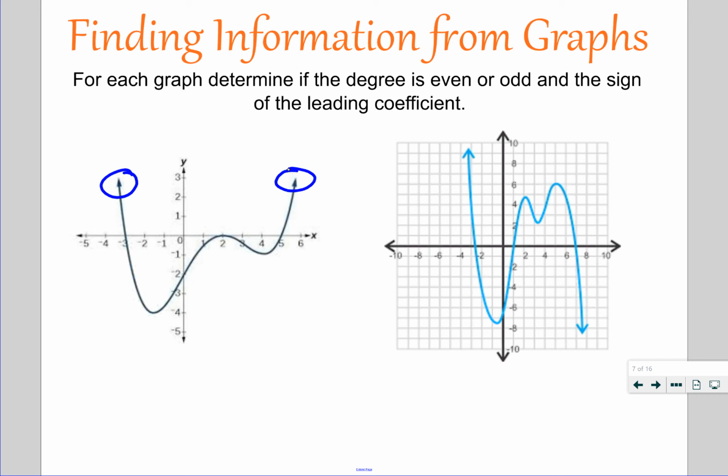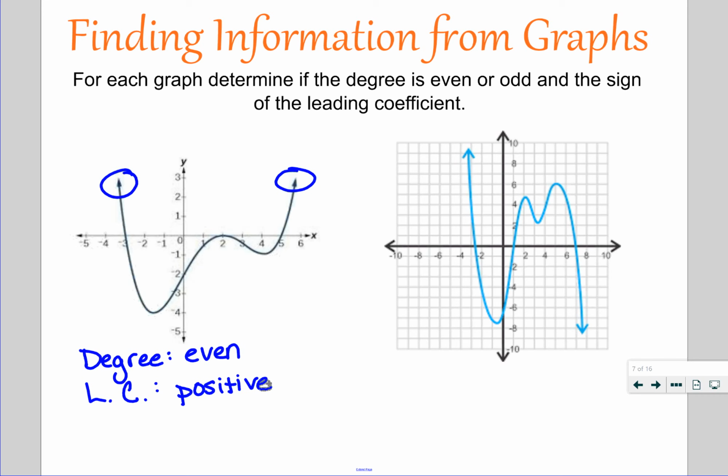So if the ends go in the same direction, like the graph on the left here, we know that the degree is even. So this could be a degree 2 or 4 or 6 or 8, and we'll talk about how to know that a little bit more later on, but we know the degree is an even number. And then, because both ends are going up, we can say that the leading coefficient has a sign that is positive. So the number in front of this polynomial will be a positive number.